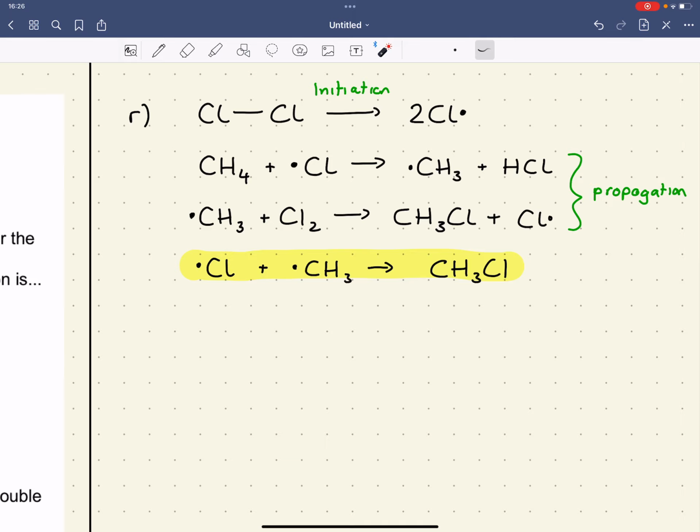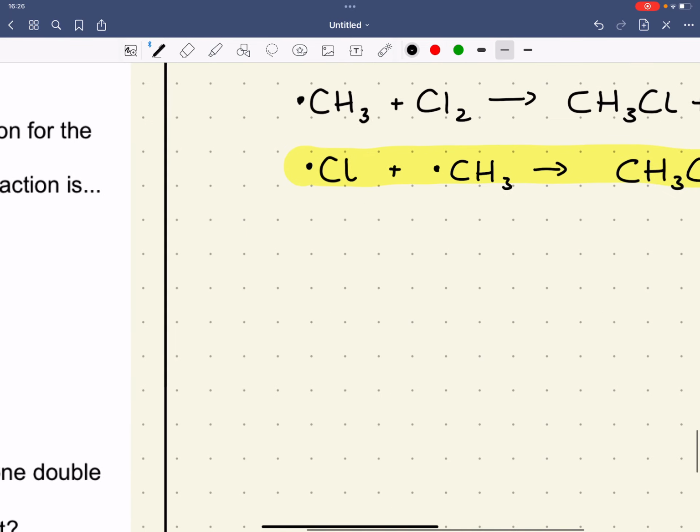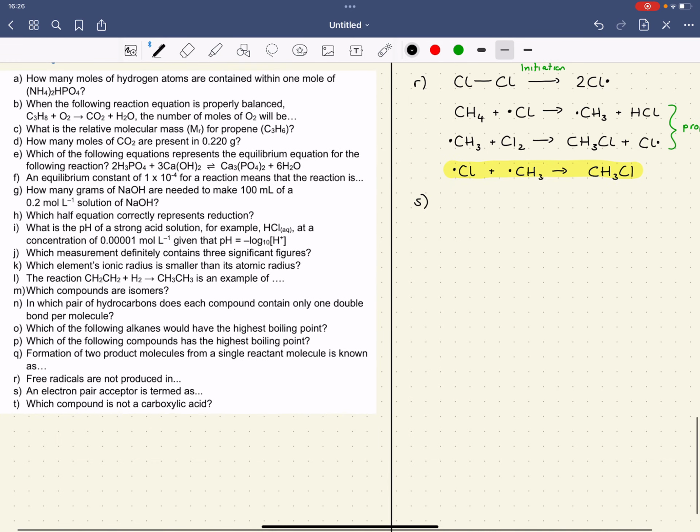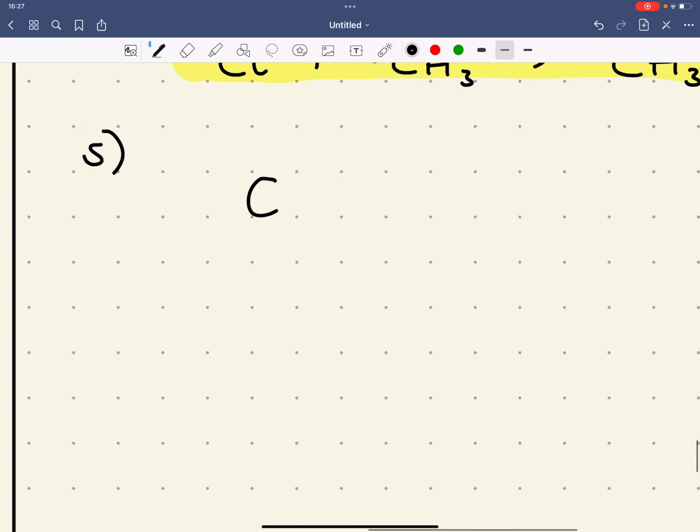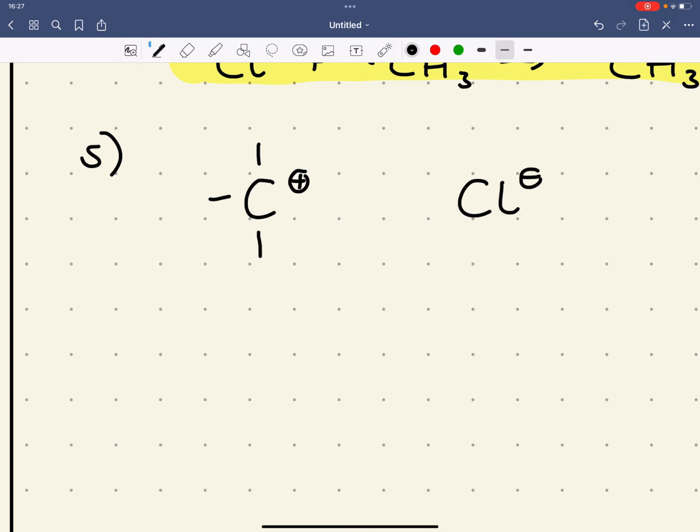Electron pair acceptor is the next one, which is part S. A nucleophile is actually an electron pair donor. A carbocation is, for example, a carbon which has a positive charge, and an anion is any sort of negatively charged species. So the answer would be an electrophile. Probably a better definition of electrophile is an electron deficient species, and these electron deficient species will usually accept a pair of electrons.